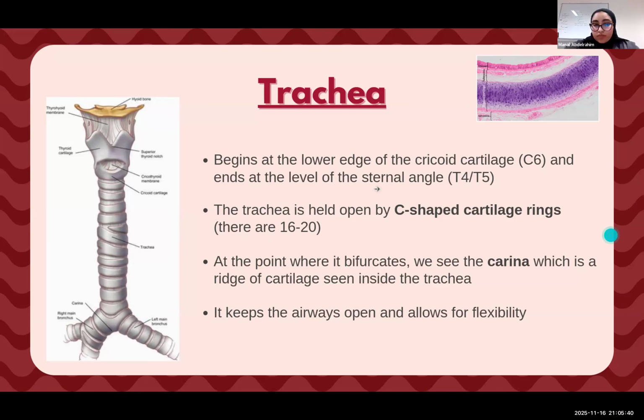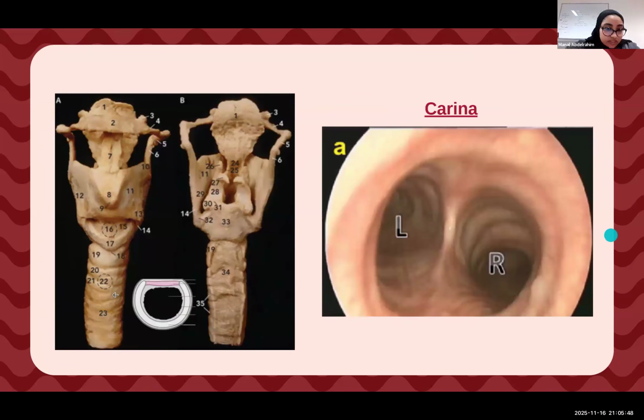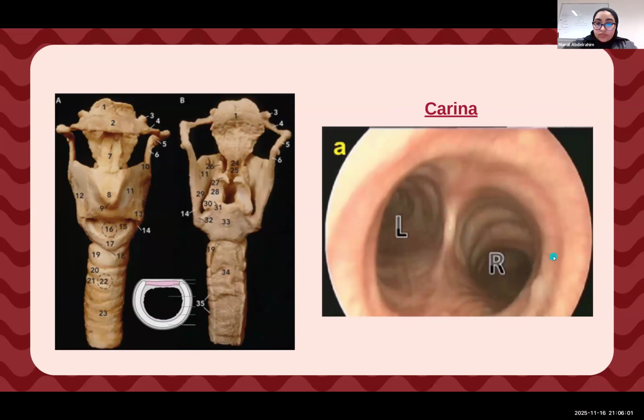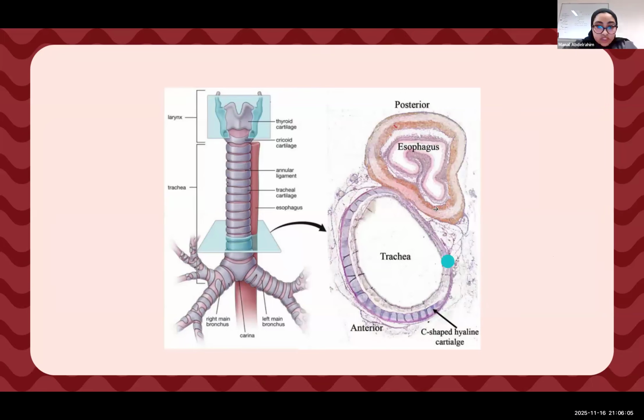Okay. So anteriorly, we see the rings. Posteriorly, it's a C-shaped ring. In the back, we don't have anything. It's not cartilage. You can see here, it's just muscle. And this is the carina, which is the point of bifurcation. We're going to have a cartilage ridge inside of the trachea, splitting it into the right and left main bronchi. Okay, and you can see in the trachea, this part does not have cartilage because it's going to be next to the esophagus. Clear? Do I move on to bronchi?